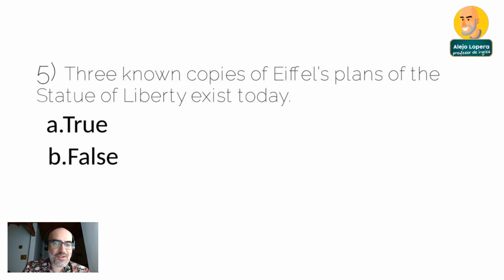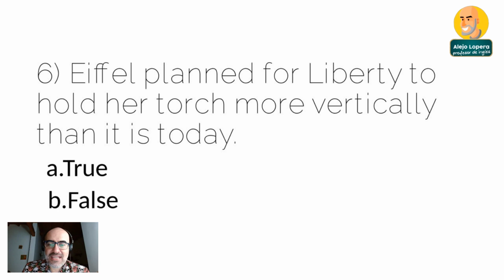All right. Okay. Number 5, 3 known copies of Eiffel's plans of the Statue of Liberty exist today. Is it true or false? The answer was true. There were 2, and then they found another one, so that becomes 3. All right, number 6, Eiffel planned for Liberty to hold her torch more vertically than it is today. Is that true or false? And the answer, my friend, is true. His original idea was more like this than this.